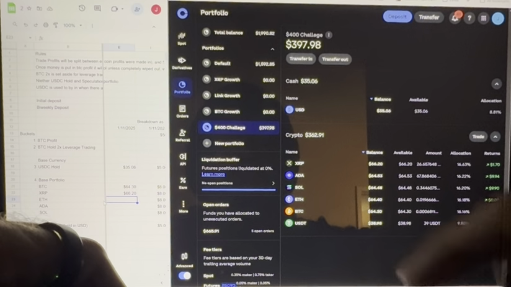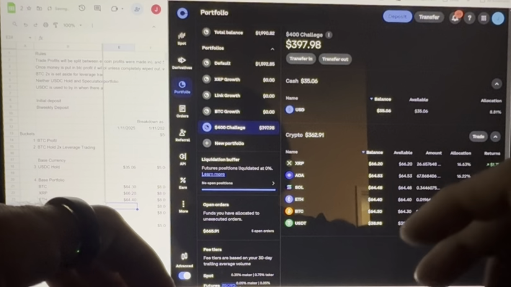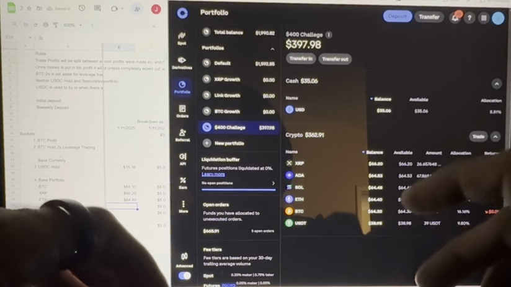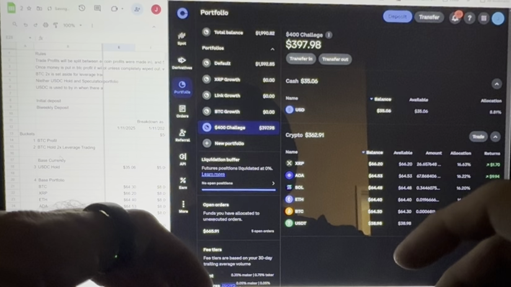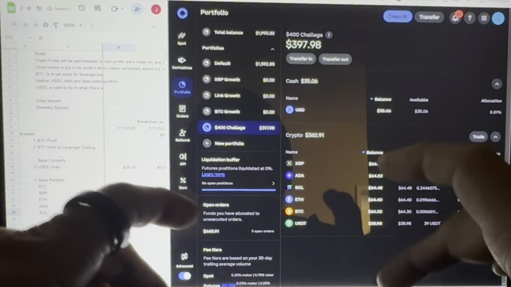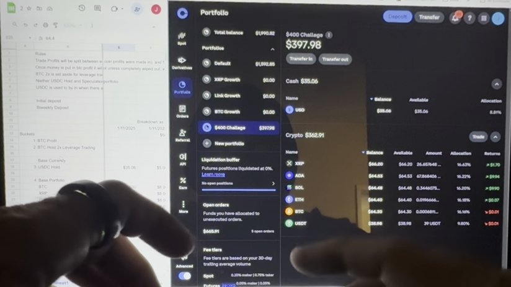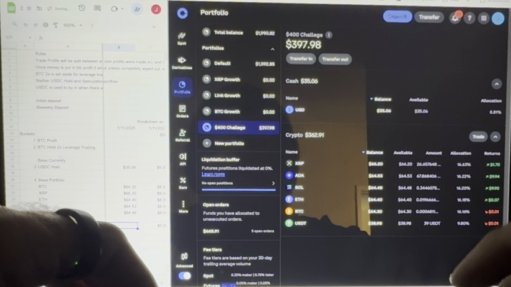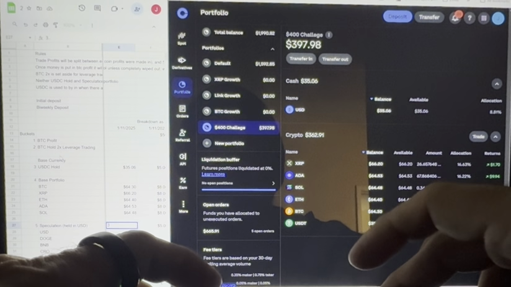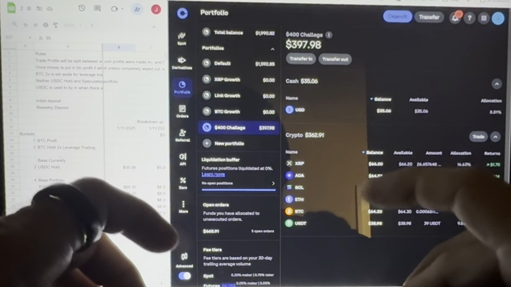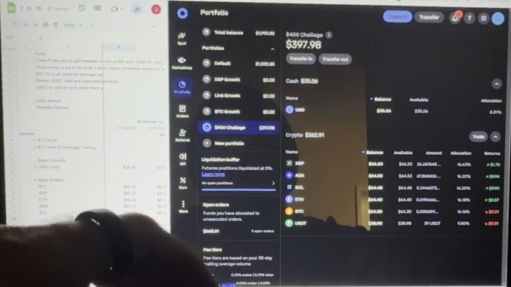What are we at? ETH is 64.40. ADA 64.53. Solana is at 64.48. And in our speculative, which is being held in USD, it's 35.06.